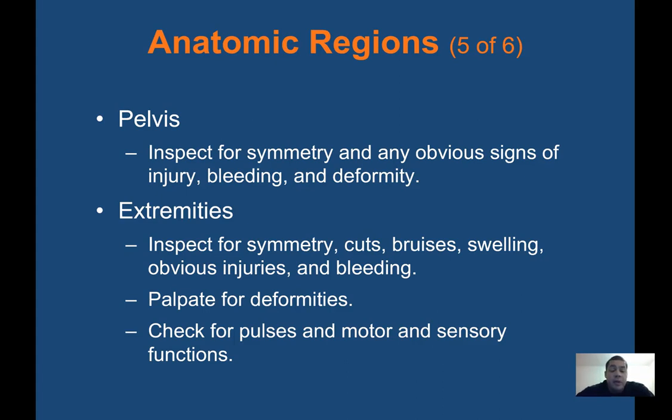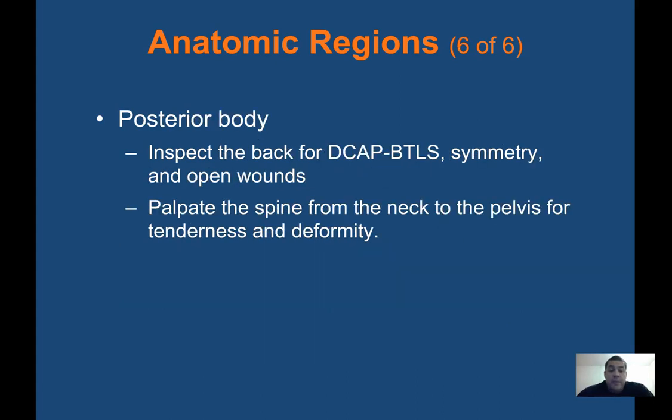Extremities. Inspect for symmetry, cuts, bruises, swelling, obvious injuries, and bleeding. Palpate for deformities. Check for pulses and motor and sensory function. So you're checking CSM in all four extremities. When you're done palpating and inspecting each extremity, you're going to finish off and check CSM. Posterior body. Inspect the back for DCAP-BTLS, symmetry, and open wounds. Palpate the spine from the neck to the pelvis for tenderness and deformity.